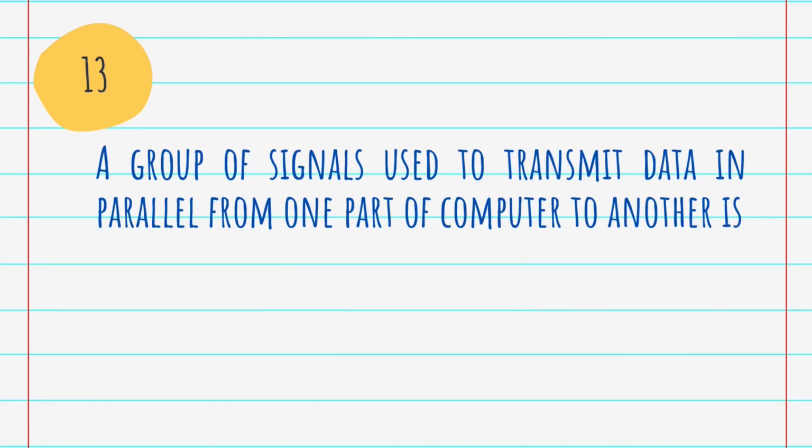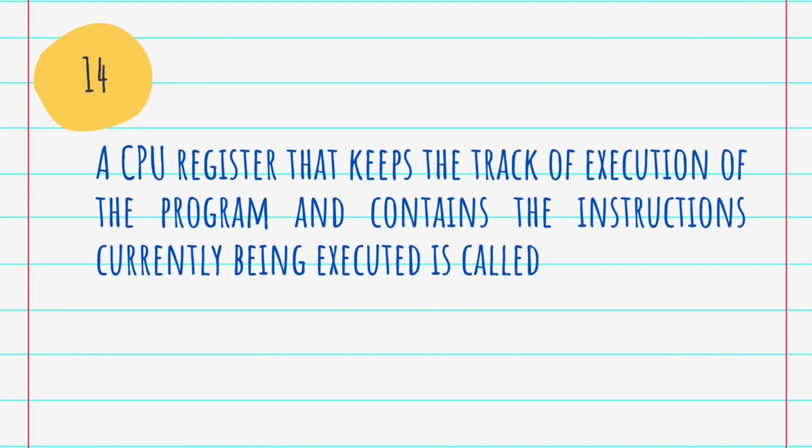Okay. Question number 13. A group of signals used to transmit data in parallel from one part of computer to another. It's called, and the answer is data bus. Data bus is a group of signals used to transmit data in parallel from one part of computer to another.